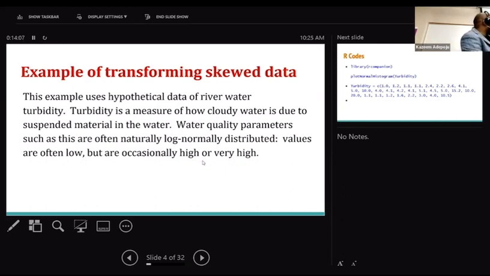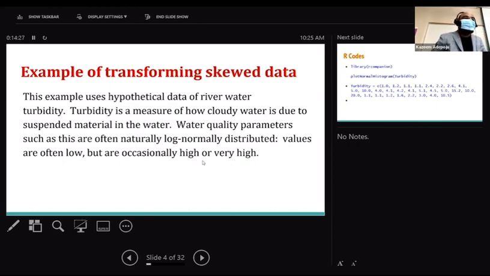Turbidity is a measure of how cloudy water is due to suspended material in the water. Water quality parameters such as these are often naturally log normally distributed. Take a look at that. Water quality is environmental data, and they don't normally follow a normal distribution.